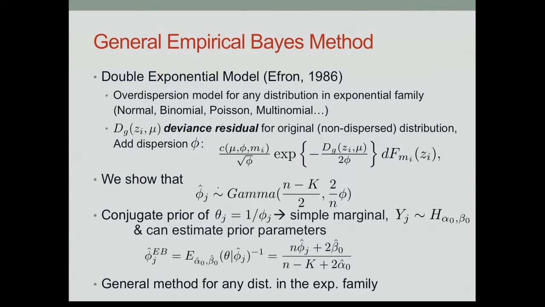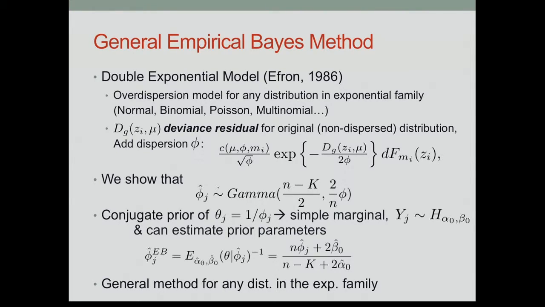So what we do is we pick a particular choice of a dispersion model, a particular way to take an initial model like a Poisson or a binomial and add dispersion to it so that you have the variability you need to capture population dynamics. This is a method proposed by Efron, and it's general, which is nice compared to some of the other strategies that are usually used. It can be used for a normal, a binomial, a Poisson, a multinomial, anything in the exponential family.